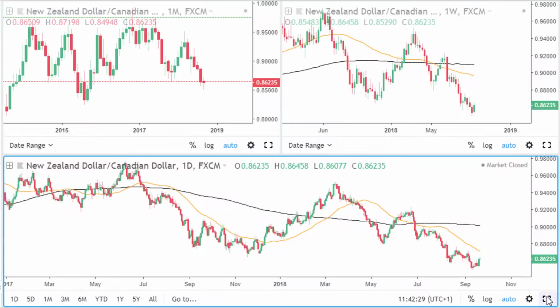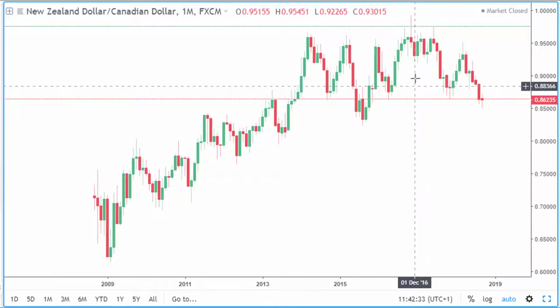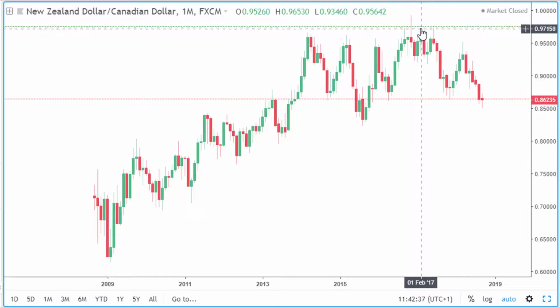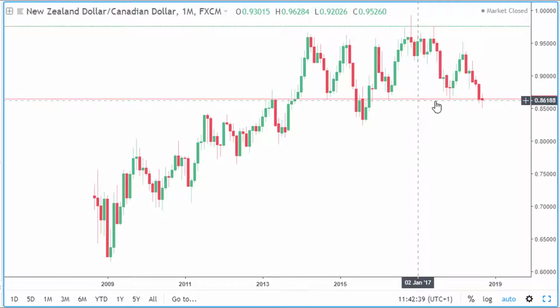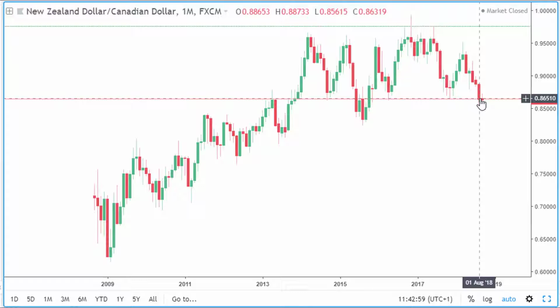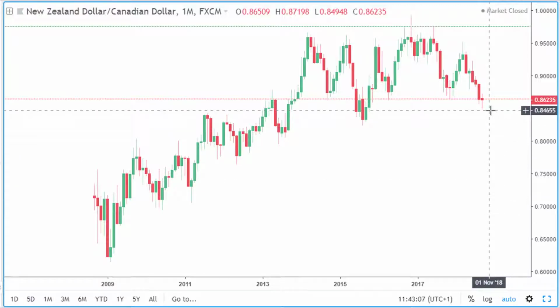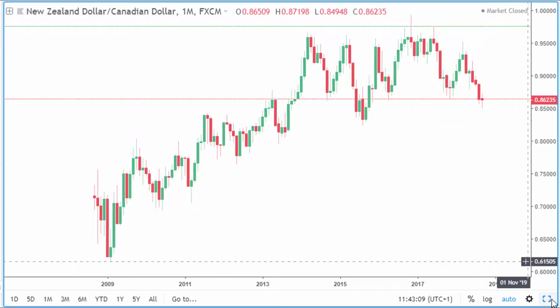So the next Forex pair is the New Zealand dollar, Canadian dollar. Now on the monthly time frame, price was in this area of consolidation between last year's high and last year's low. It seems that price is trying to break through this area of support. If it can remain below this area, then we should see some movement to the downside where it may offer us opportunities to short this Forex pair.